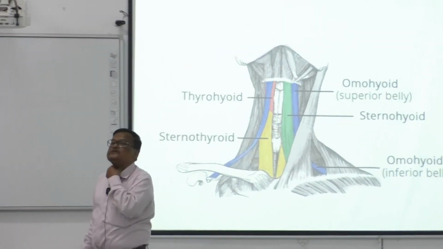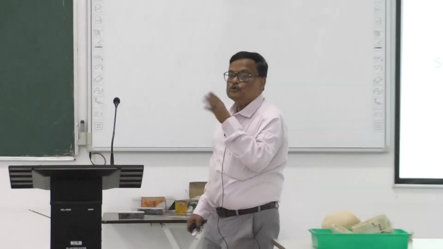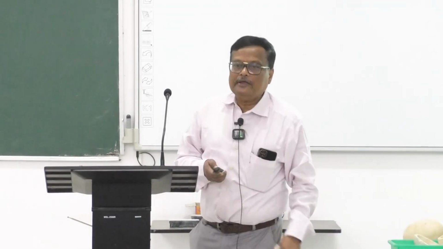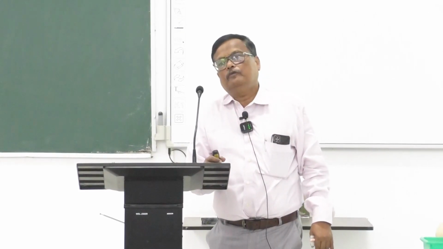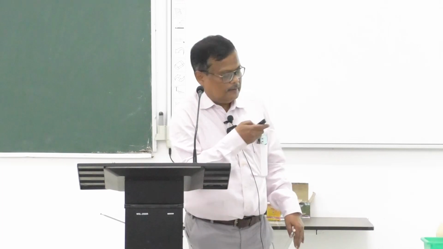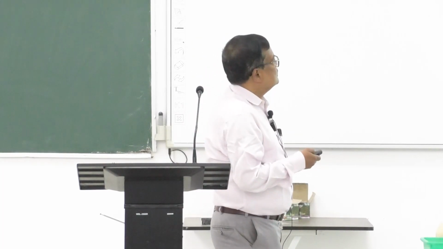So two midline muscles, one on either side, are here; just know the names. Sternohyoid is the superficial muscle, and deep to it is sternothyroid. Which muscle is in the same plane as the sternohyoid muscle? The superior belly of omohyoid. This is the sternohyoid muscle.